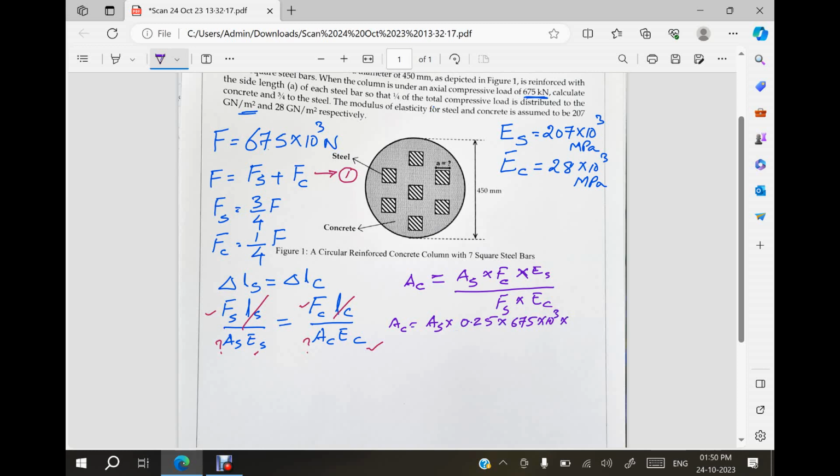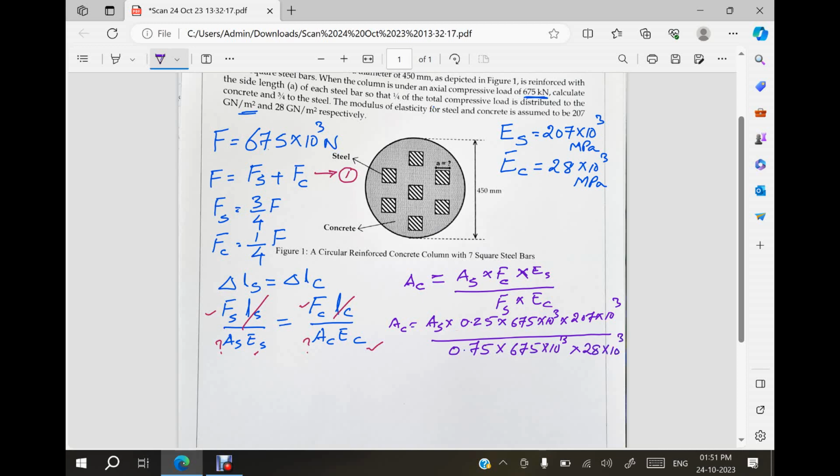E of steel is how much? 207 into 10 cube, divided by F of steel. F of steel is 3/4 of F. 3/4 means how much? 0.75 multiplied by 675 into 10 cube, correct? Multiplied by E of C. E of C is how much? E of C is 28 into 10 cube.